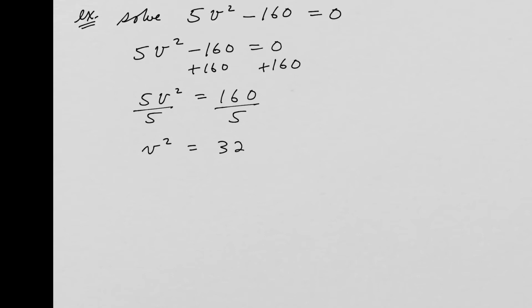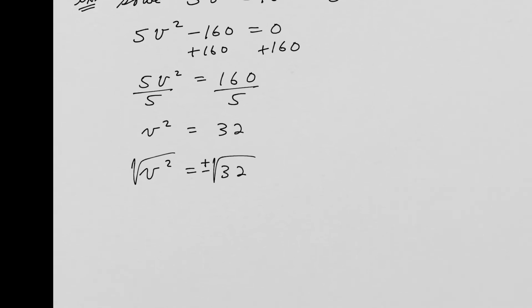Now I'm going to use the square root property, right? So basically, I'm going to take the square root of both sides. But I have to remember the answer could be positive or negative. So the square root of v squared gives me just v. And then I have plus or minus the square root of 32. And then I can simplify that, right?